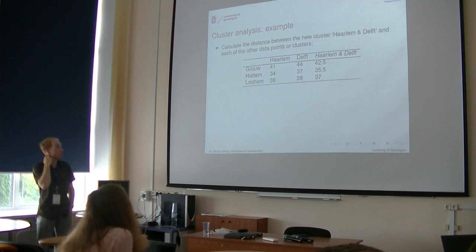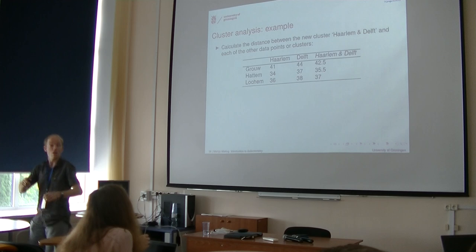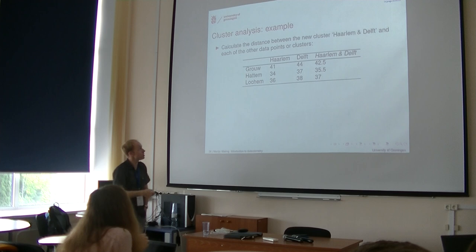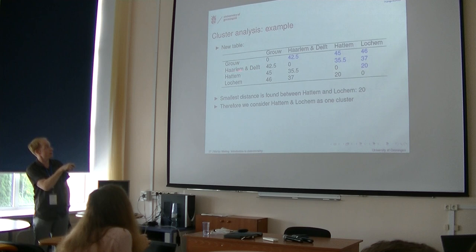And what I'm now doing is I'm simply setting the distance from the cluster as the average of the two points in the cluster. Yeah? So Haarlem and Delft for Grau will be 41 plus 44 divided by 2 is 42.5, Hattem will be 35.5 and Hattem 37. Yeah? So simply the average. It's a choice I made, but for the purpose of this. So we get a new table, we have Grau, and then we have a cluster of Haarlem and Delft, which have all the distances we just calculated, right? 40, what is it, 35.5.